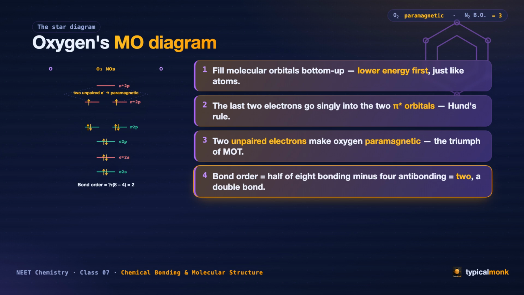Finally, count the bond order. Oxygen has 8 bonding electrons and 4 antibonding. 1/2 of 8 minus 4 is 2, a double bond. So oxygen has bond order 2, and yet carries 2 lonely, unpaired electrons.